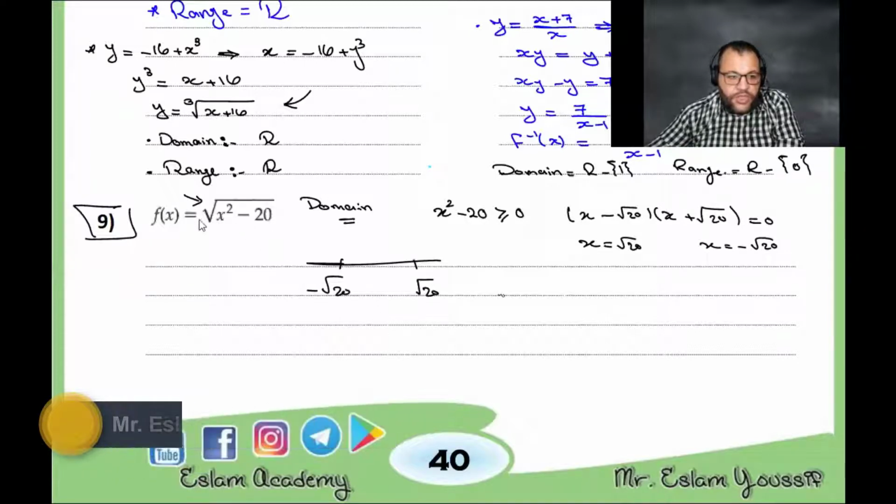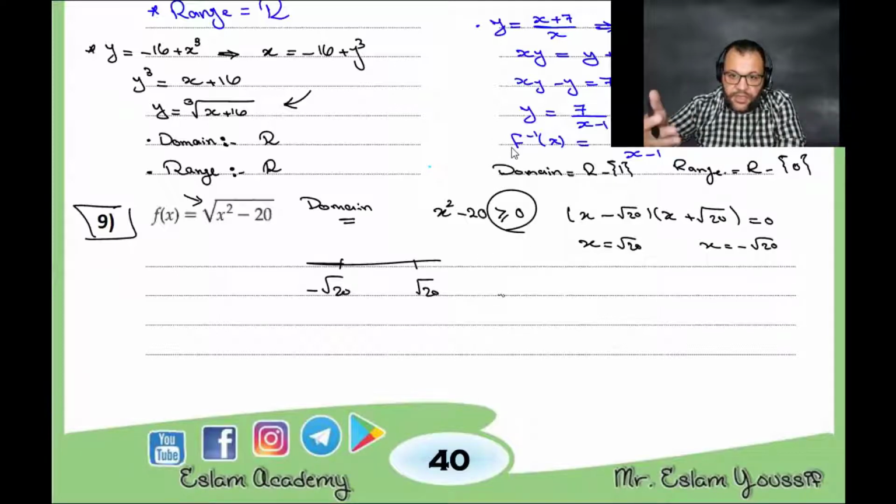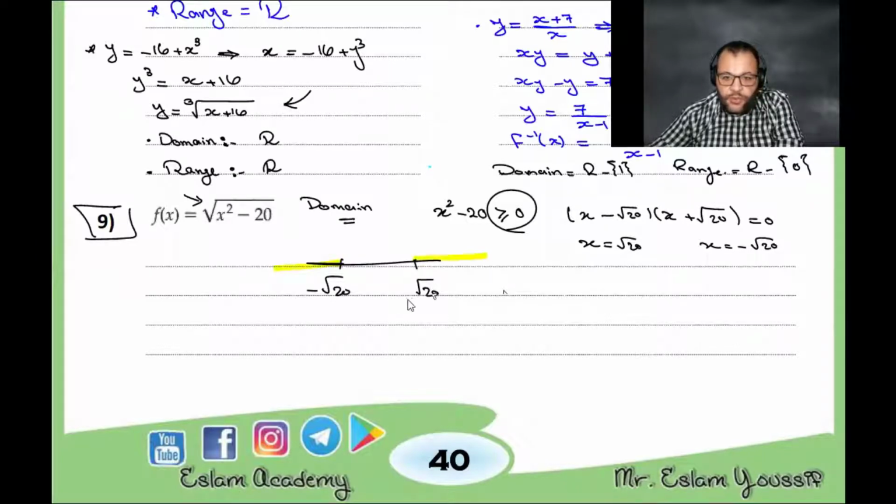So you need the part which is greater than or equal to 0. It means above the x-axis. So which part will be above the x-axis? Above the x-axis from negative root 20 going to negative infinity, and from positive root 20 going to positive infinity. So all of the values that you use are from negative infinity to negative root 20 and from root 20 to positive infinity. It means if you want to graph this function, you will not use any value between negative root 20 and positive root 20. That's right?